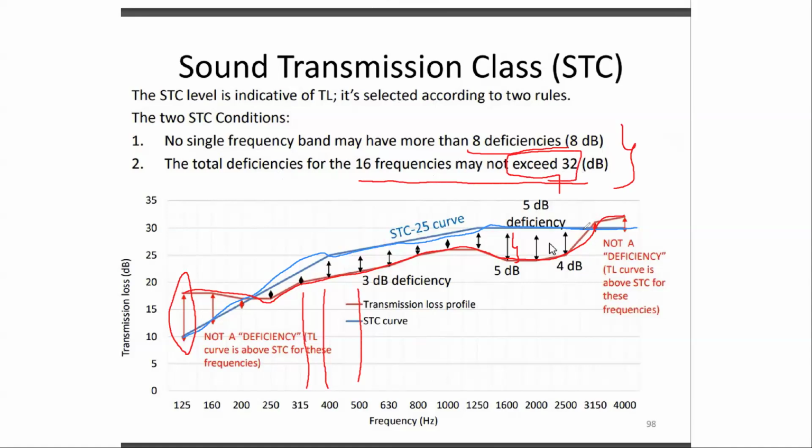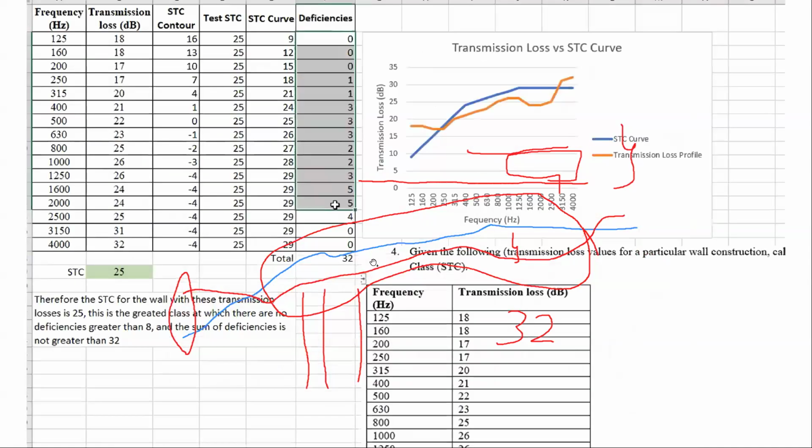What does that mean? It means that if you sum all these deficiencies that we have here, they cannot be more than 32. Does it make sense? Okay. Any question on this so far?